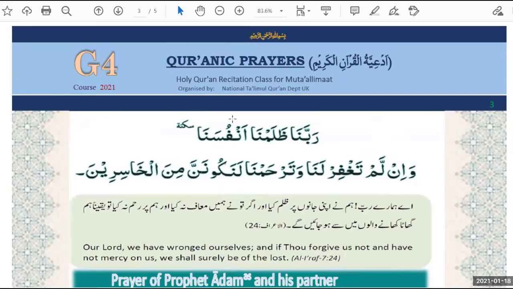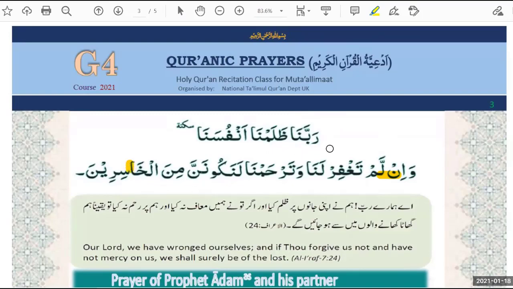Okay, let's recite this prayer starting with Tawuz. A'udhu billahi minash shaitanir rajeem. Bismillahir rahmanir rahim. Rabbana zalamna anfusahuna wa inal lam ta'fir lana wa tarhamna lana ku nanna minal khasirina.